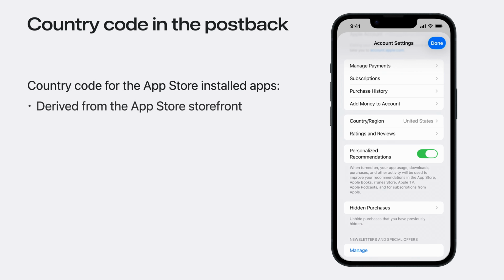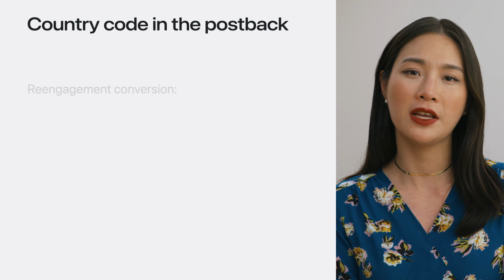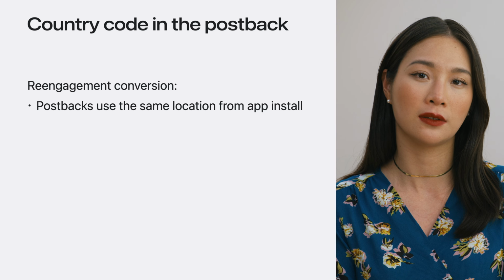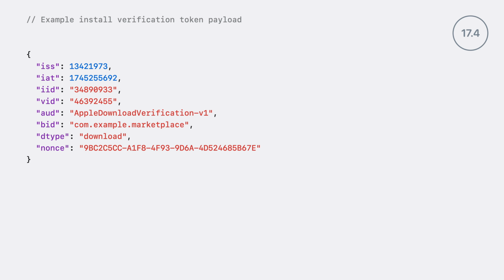For apps installed from the App Store, country code in the postback is derived from the App Store storefront that the app was downloaded from, based on the location selected in user's account settings. For re-engagement conversion, postbacks use the same location from when the app was initially installed. With iOS 17.4, alternative app marketplaces can supply an install verification token to communicate an app installation signal with an Apple device. The install verification token is a JWS token with payload including information about the app install, such as the timestamp of the download and the downloaded app ID.